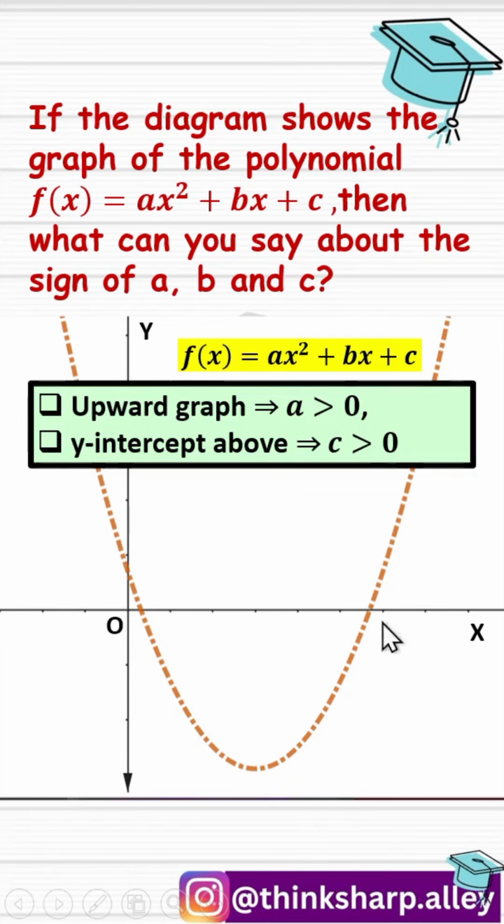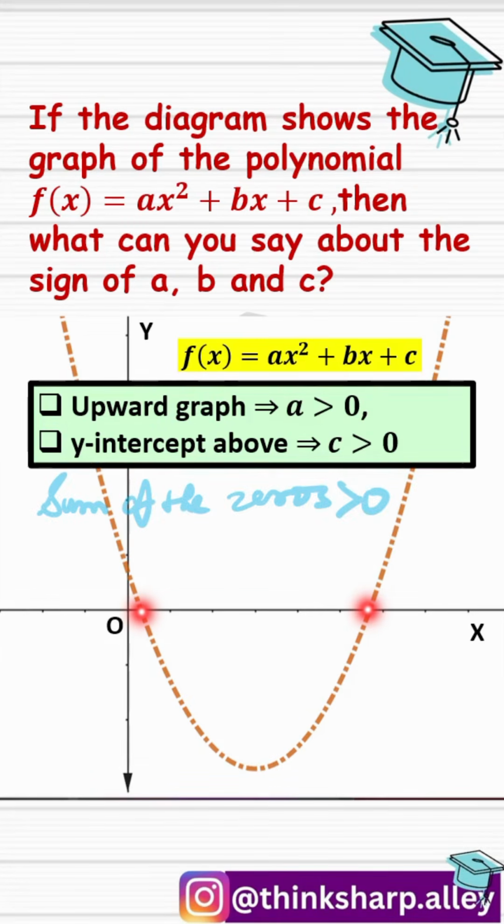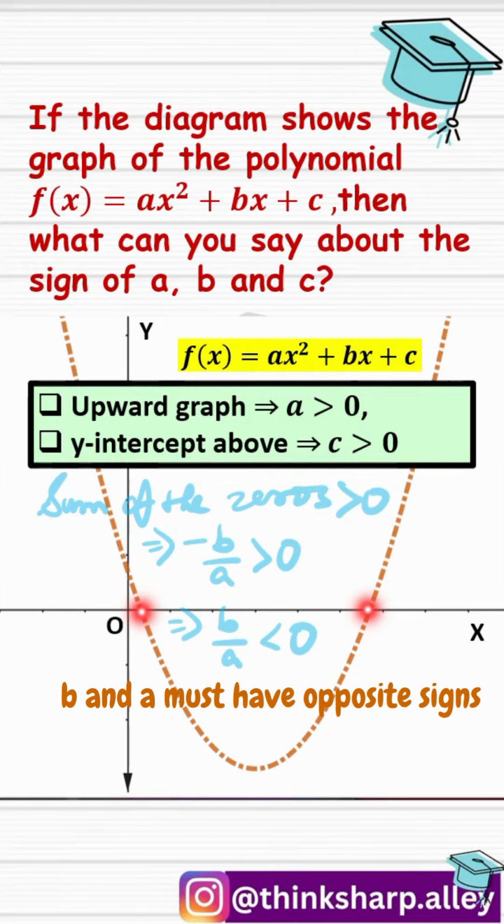For this, we can observe that the graph cuts the positive x-axis at two different points. That means the zeros of the polynomial are two positive numbers, which means the sum of the zeros is also going to be positive, because positive plus positive is obviously positive, right? So the sum of the zeros is positive, which implies minus b by a is positive, and that implies b by a is negative, right? If minus b by a is positive, then b by a must be negative, and that means b and a must have opposite signs.